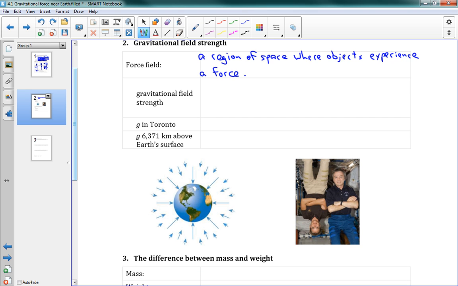Our gravitational field, we want to be able to describe this. And we can use something called the gravitational field strength, which is the force per kilogram that an object experiences in a gravitational field.